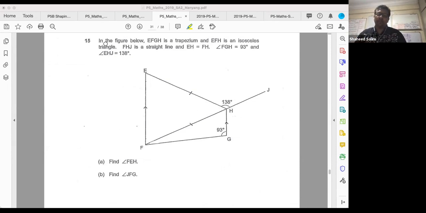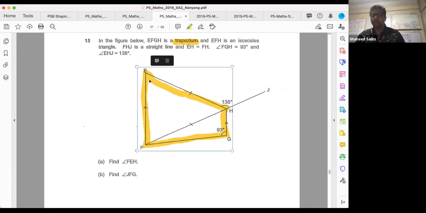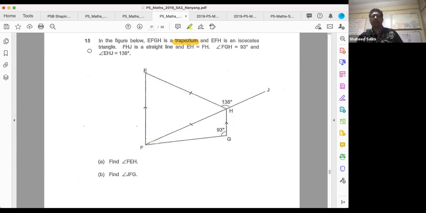What's a trapezium, for those of you who do not know? I draw the outline for you down here. This is the trapezium. Okay, this is a trapezium, but it's badly drawn by me. It has 2 parallel lines.